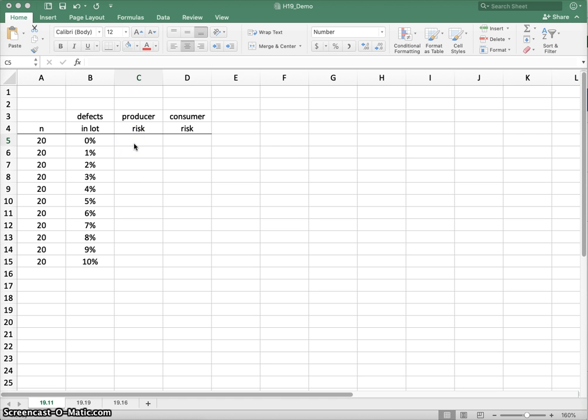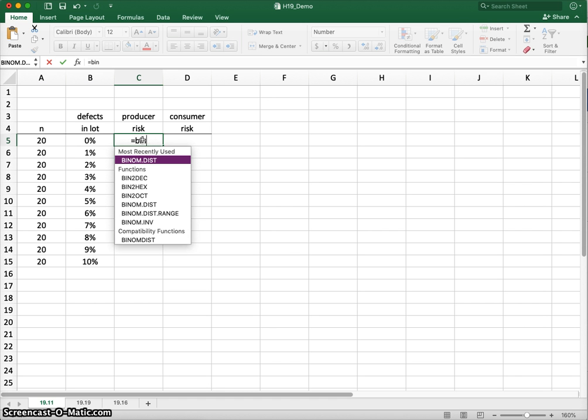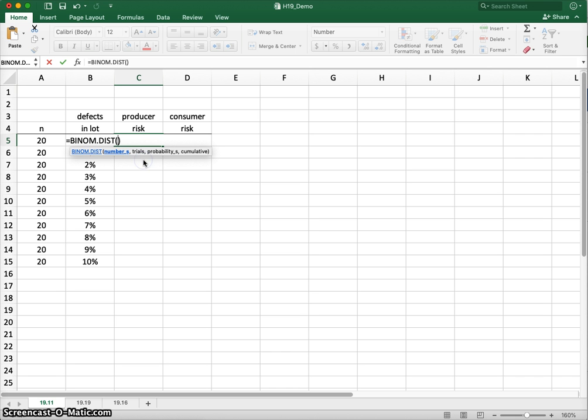Now, your book, as always, gives you a lot of big formulas, but Excel makes it super easy. We'll just use a binomial distribution. It's binomial because it's good or bad. Okay, so binomial distribution, and Excel has a function. It's called equals binomial dot distribution. Okay, and it tells us what we need.